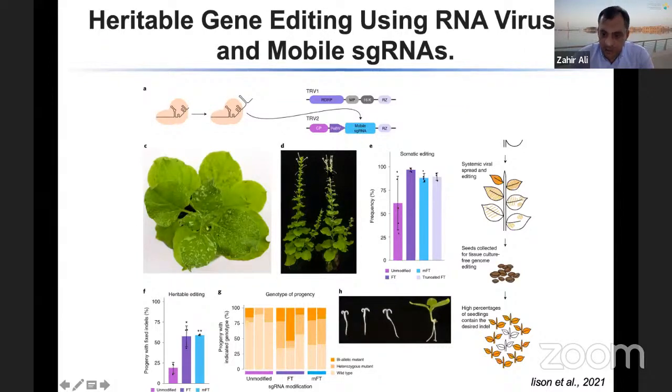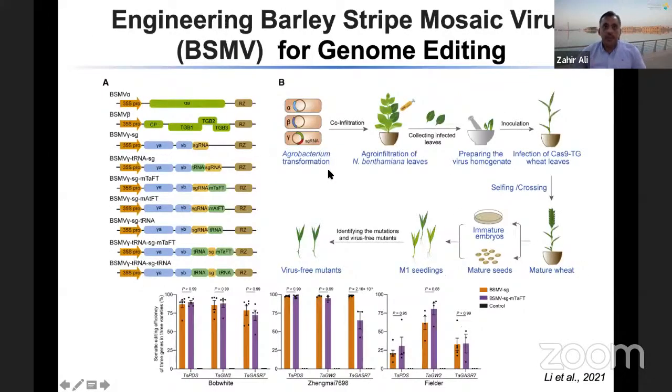And this is a good enhancement to our system. Next, the same system was developed using a different virus, a monocot virus, the barley stripe mosaic virus. The barley stripe mosaic virus has a tripartite genome, it has three parts. So what they did was put in the gRNA, and they also included the tRNA, because the tRNA-gRNA structure works very well in monocots.